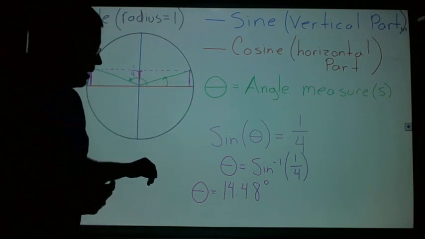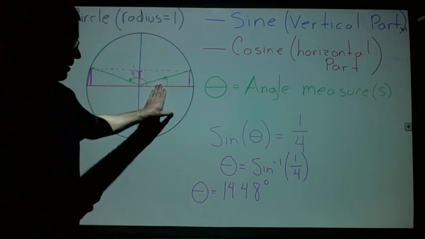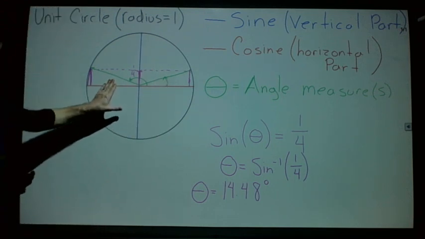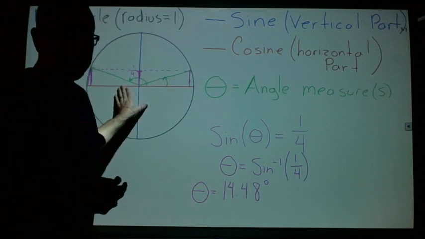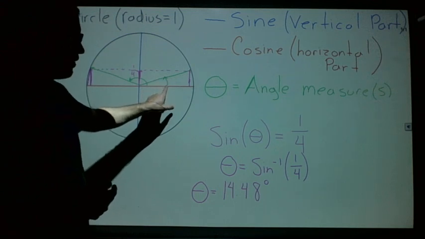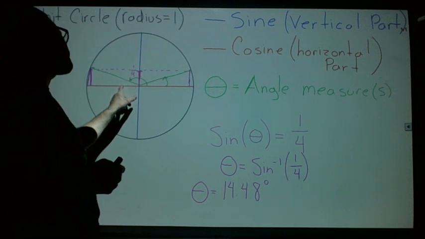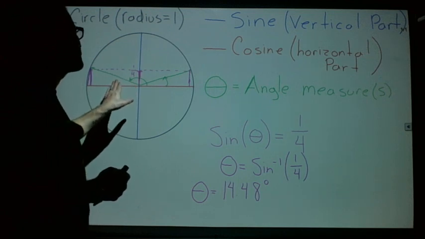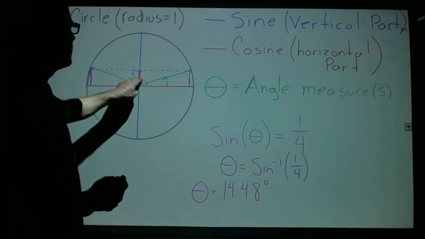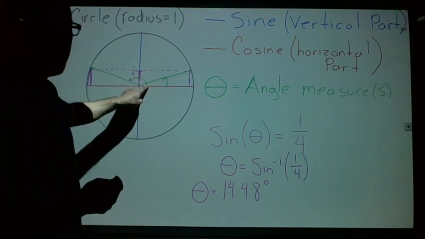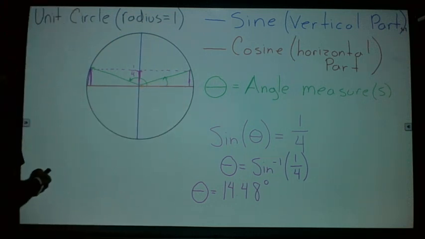But 14.48 degrees, that's this first one. But I can figure out this one, okay, by, again, just using the unit circle. I know if this is 14.48, and this whole thing is 180 degrees, then this other angle here must be 180 minus that 14.48. So that's exactly what I do.